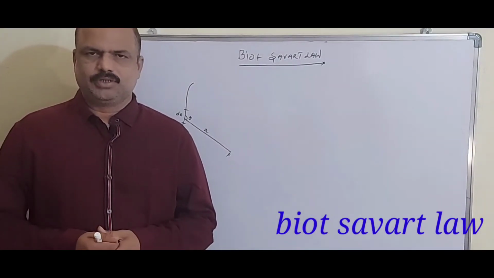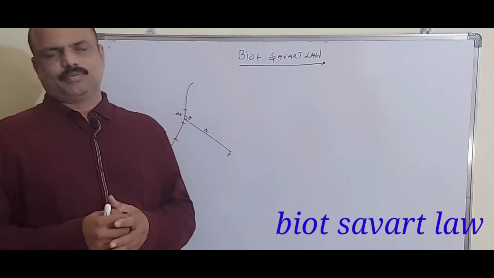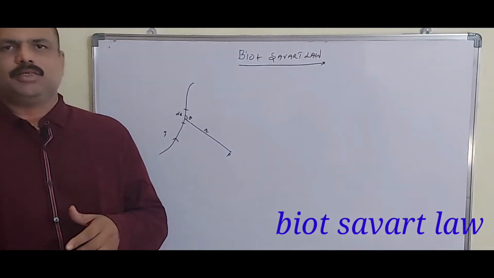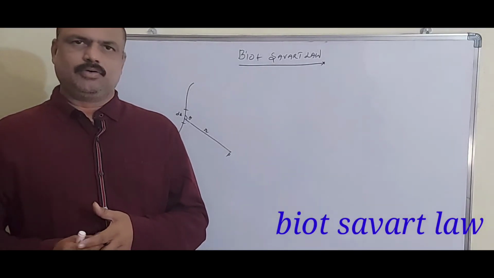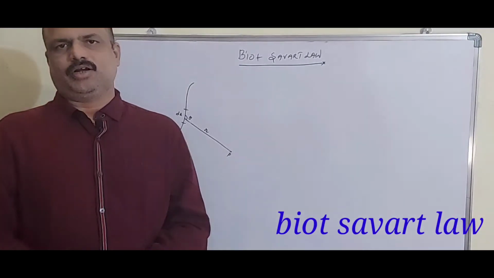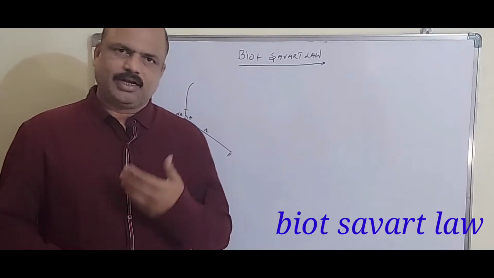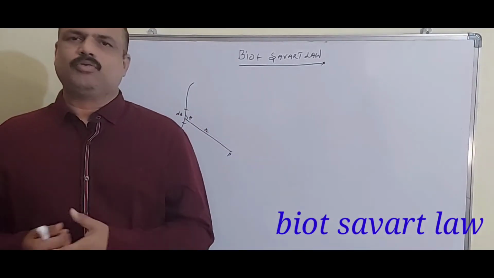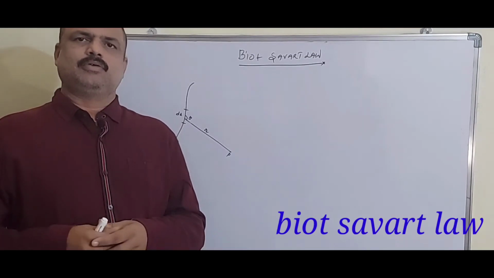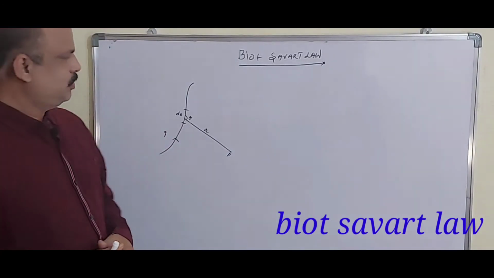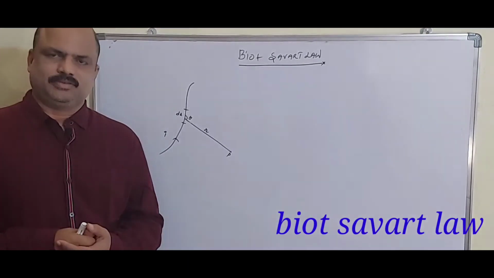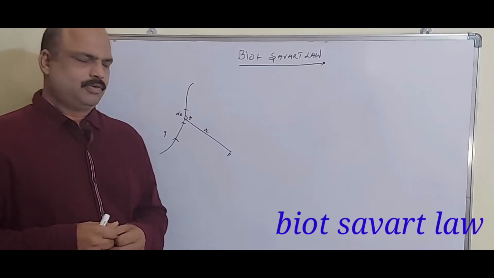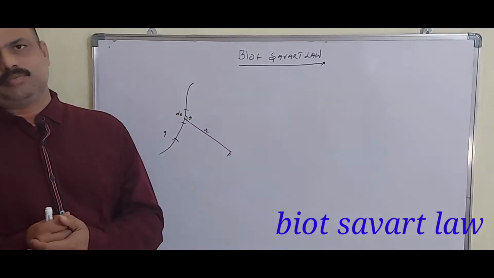So today we are going to discuss Biot-Savart law. We know that from Ampere law we can easily find out the magnetic field due to a straight current carrying conductor. But when the conductor is in irregular shape, we are unable to find out the magnetic field using Ampere law. So for an uneven conductor, we can find out the magnetic field using Biot-Savart law.